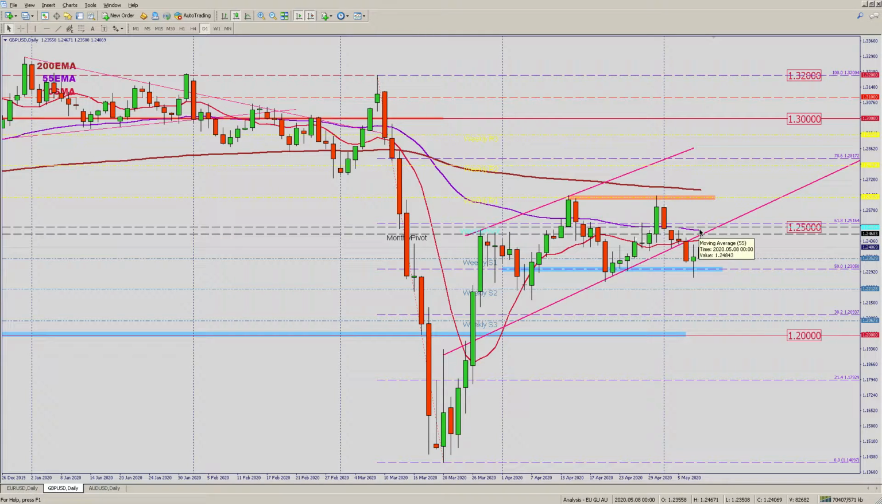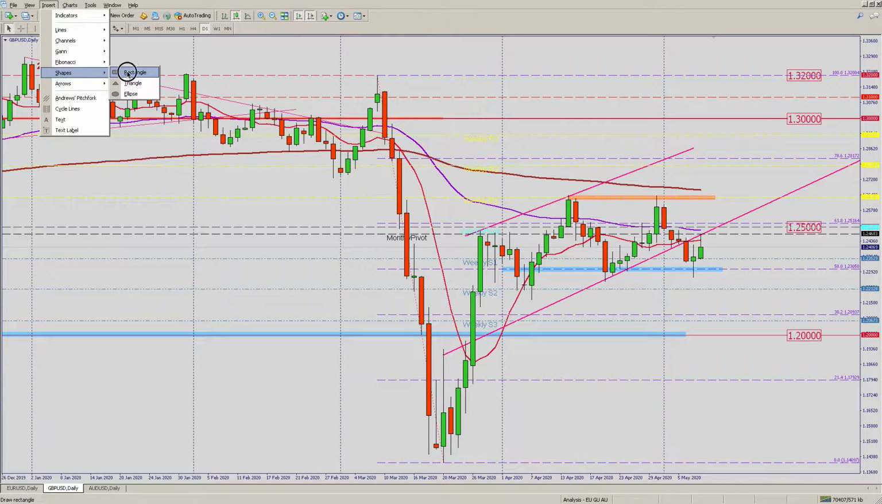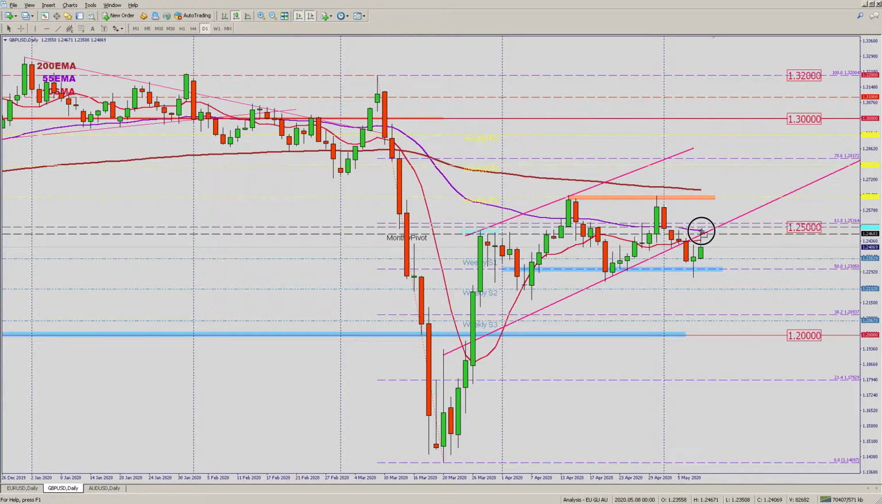So 125 and monthly pivot, as well as the daily 55, there's a whole bunch of areas that's going to create a resistance zone, an intermediate resistance zone. So we'll see whether it's able to break out above that. Let's mark this as the intermediate zone.